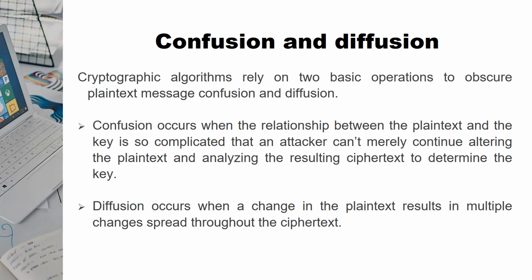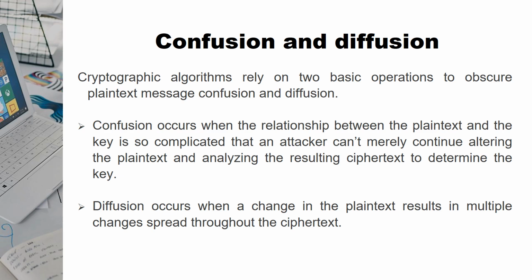An example: in the Advanced Encryption Standard, AES, confusion is achieved through the use of substitution boxes, the S-boxes. These S-boxes replace input bits with output bits in a highly nonlinear way, making it extremely difficult to reverse engineer the key from the cipher text. Right. Then we move on to diffusion.